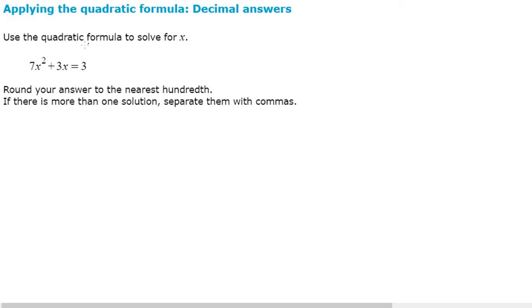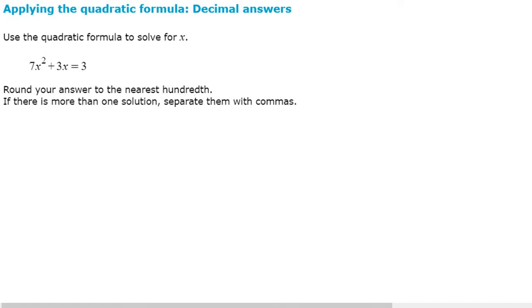Hello, in this video I'm going to show you how to solve quadratic equations by applying the quadratic formula. We will be finding the answer in decimal version. Here's the question, and it says, use the quadratic formula to solve for x. The equation given is 7x squared plus 3x equals 3. Round your answer to the nearest hundredths.